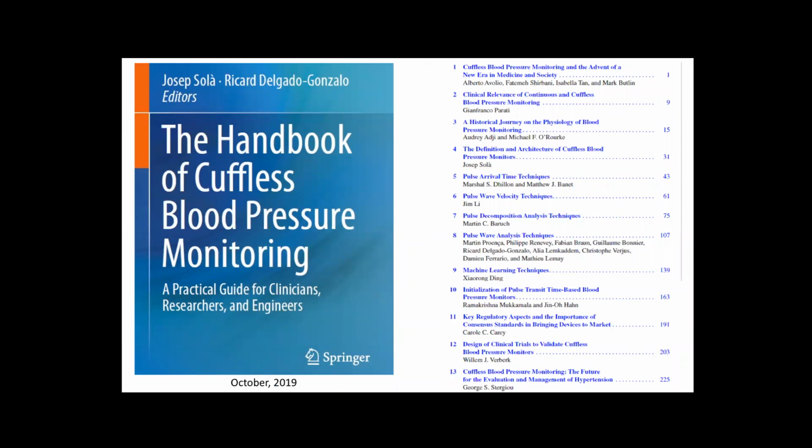If you haven't got this book, I've got it with me in my bag, you need to go to your librarians and say, we want to order this book on Monday, because this book covers in much more detail what I've already been talking to you about in terms of the techniques for measuring pulse wave velocity, pulse arrival time, pulse transit time, machine learning techniques, design of clinical trials. It covers all of this in great detail using really acknowledged experts in the field. And it's actually very well written.